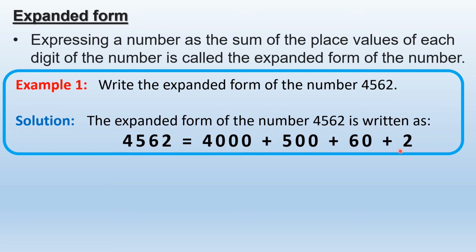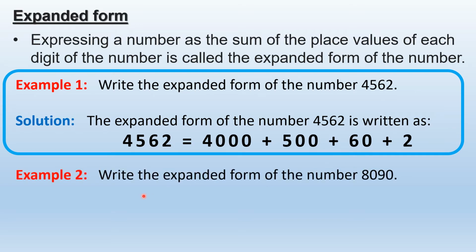Meaning of this statement is, if you add these numbers, that is 4000 plus 500 plus 60 plus 2, you will get this number again. So if these numbers are added, you will get the given number. So this is how a given number can be written in expanded form. Let us take few more examples.